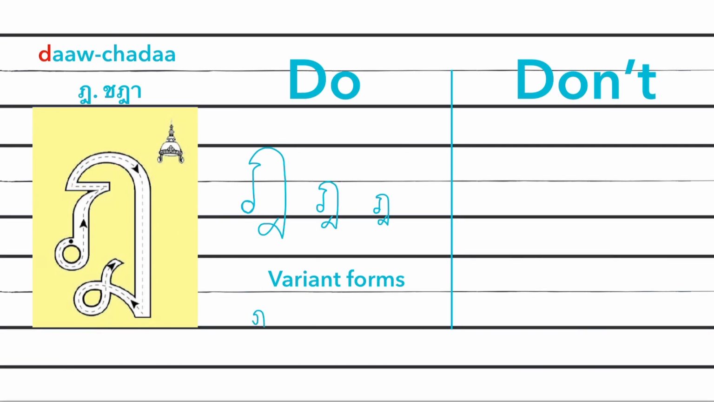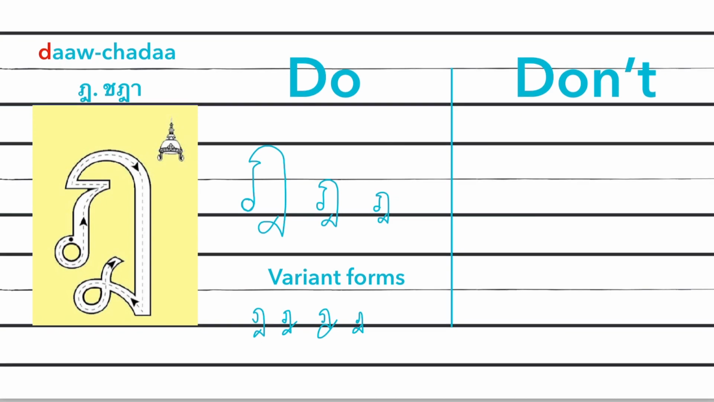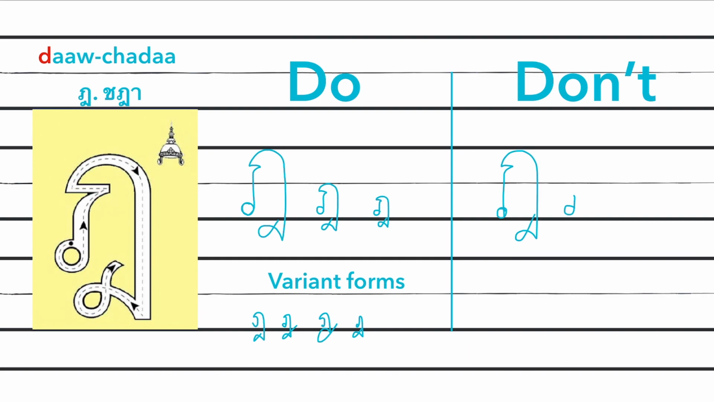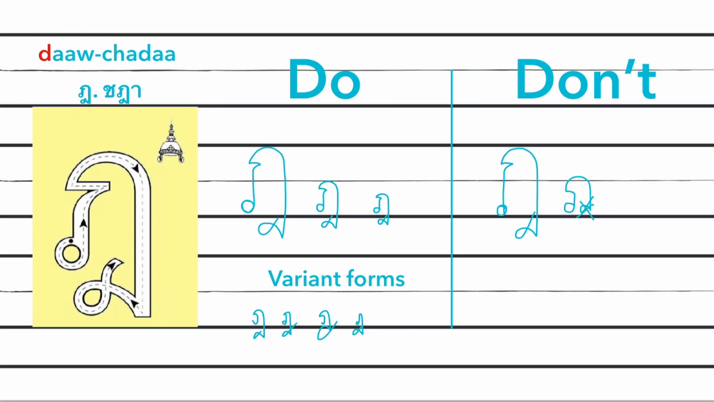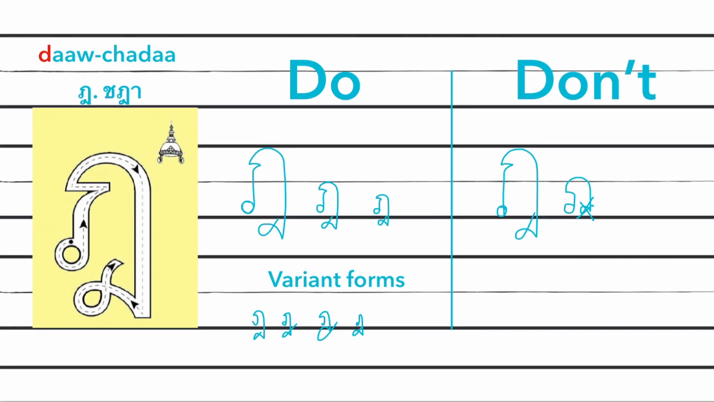Variant forms of ดอชดา. Don't forget to always start from the small circle, not just put at the end like that. And also at the back, that line should be longer than normal. And that is not correct as well, not too long to the front.